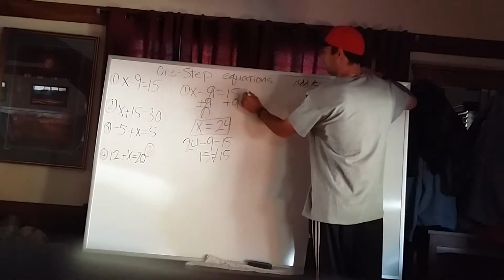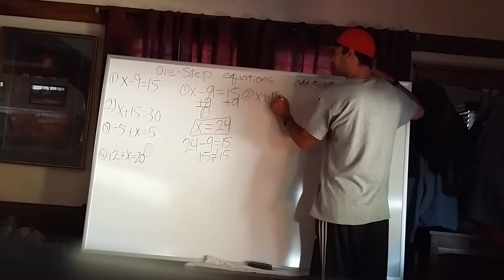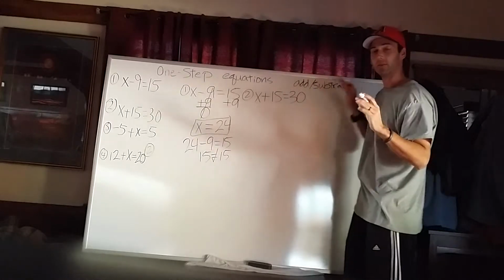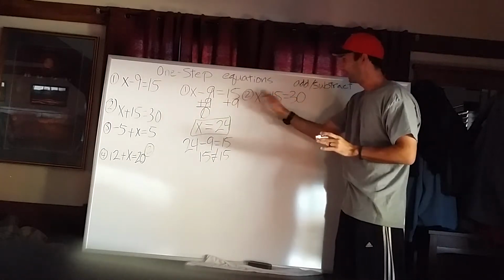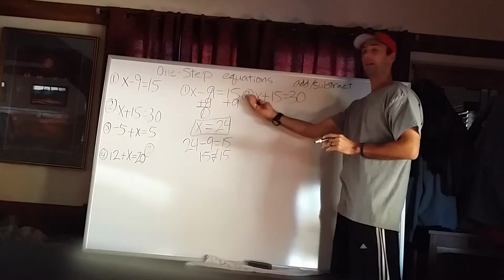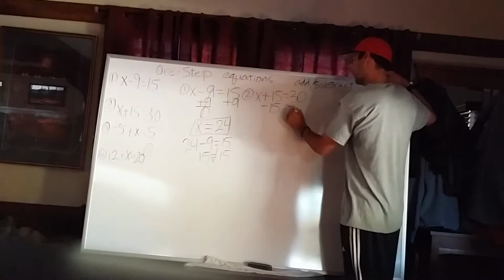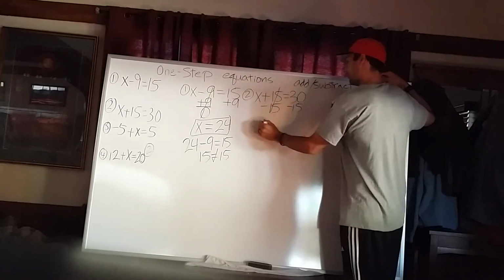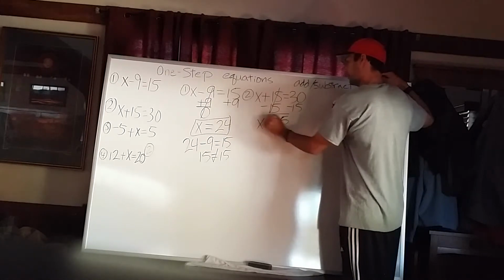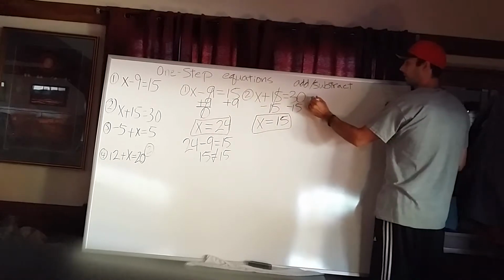Alright, second problem. X plus 15 equals 30. Again, your job is to always get the variable by itself. So how can I do that? Cover up the variable. I have a plus 15. Subtract 15 from both sides. 30 minus 15 is 15. So x equals 15.